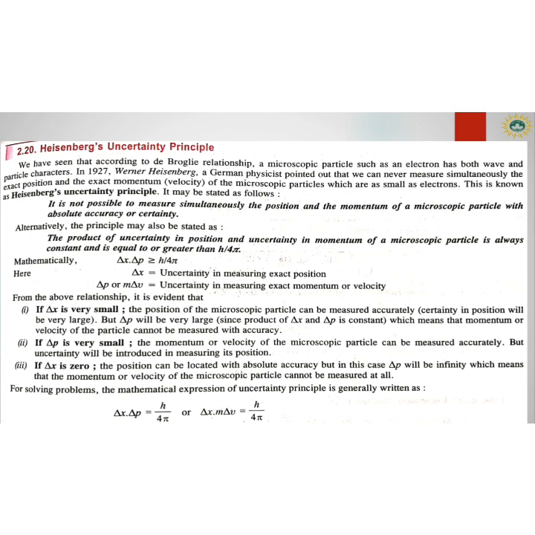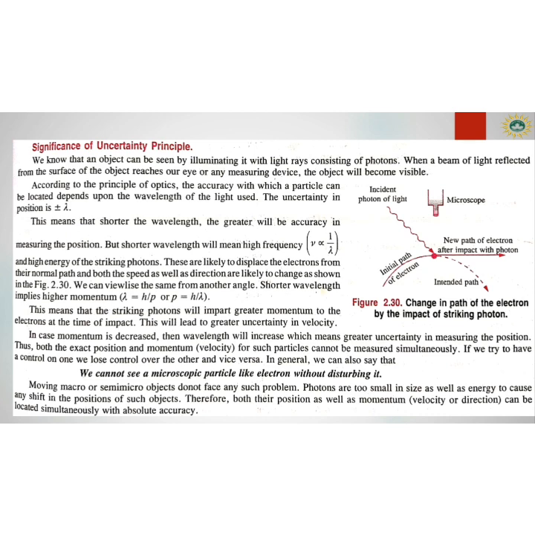Now, for solving problems, we require these mathematical equations: delta x into delta p is equal to h by 4 pi, or delta x into m into delta v is equal to h by 4 pi. Now, what is the significance of this uncertainty principle? We know that an object can be seen by illuminating it with light rays consisting of photons. When a beam of light is reflected from the surface of the object and reaches our eyes or any measuring device, the object becomes visible.